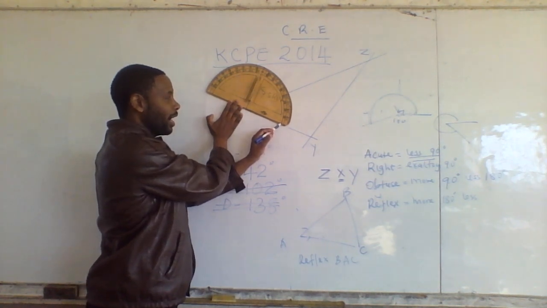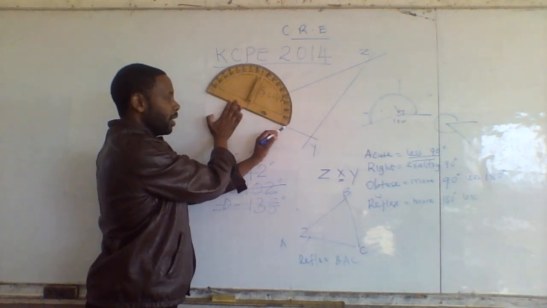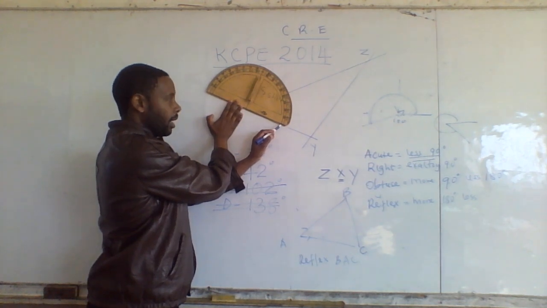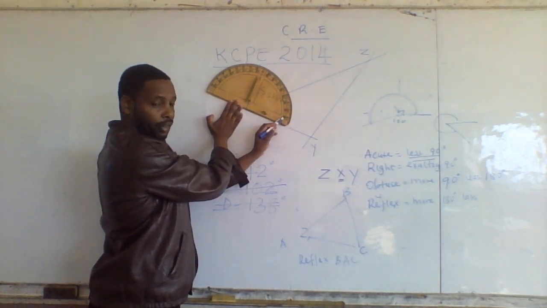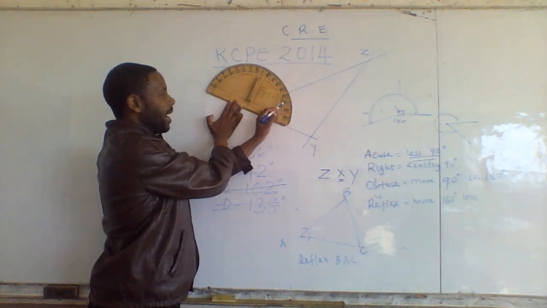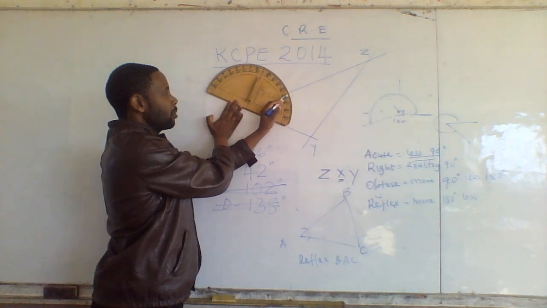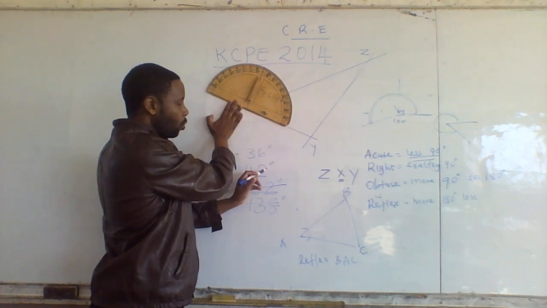Inner scale. There are two scales, the outer and the inner. This is 170, 180. I'm starting with the inner scale, and the numbers will start growing from 0. Then I go to 10 using the inner scale, 20, 30, 40. Can you see 40? Then two more degrees, 41, 42. I get 42 degrees.